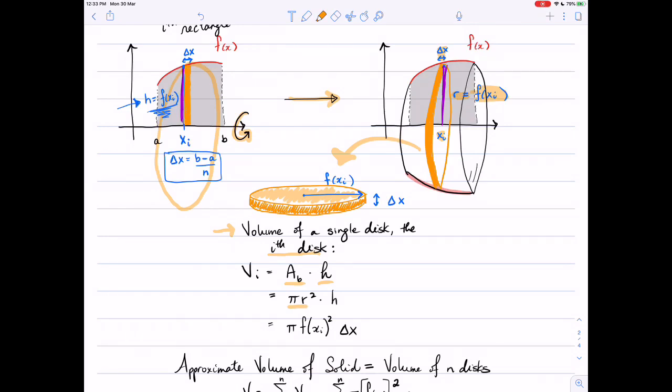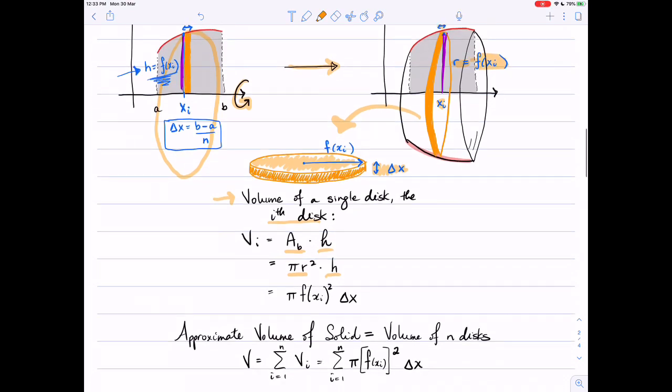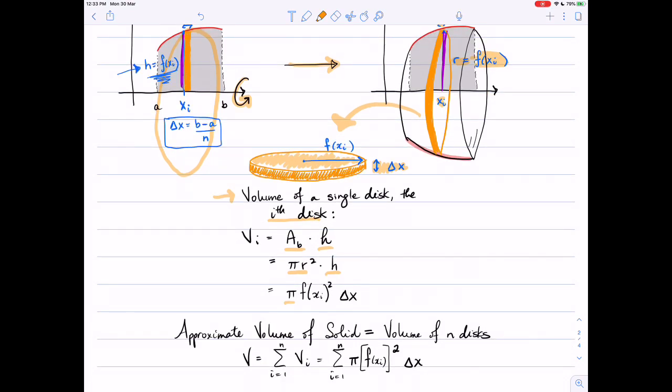And the height of the disk now? The height is this, and so that height is delta x. So pi just goes there. The radius we said is right here. The radius is that function value. So pi r squared becomes pi f of xi squared, times delta x. There you go. So that is the volume of a single disk, the ith disk.